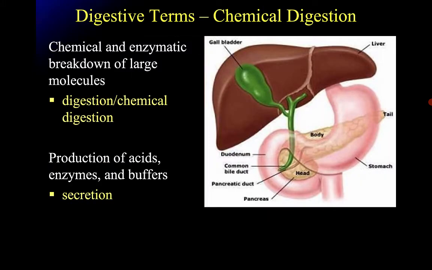Now, in addition to the mechanical digestion or mechanical processing of food, we also have what we sometimes simply refer to as digestion, or more explicitly as chemical digestion, the chemical and enzymatic breakdown of large molecules. And that can be a couple of different things. Over here we see a couple of organs that are involved. The gallbladder here is simply going to store bile that is produced by the liver. You can see that there are ducts exiting from the liver and that they do go to and from that gallbladder. But you can introduce bile here into the small intestine.